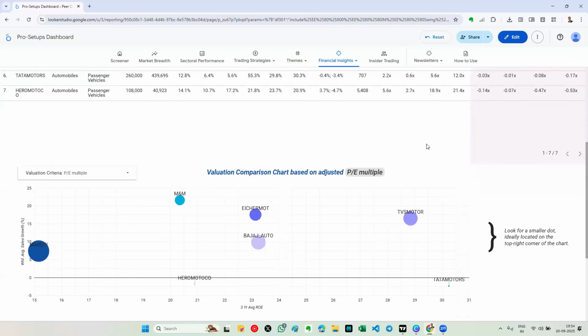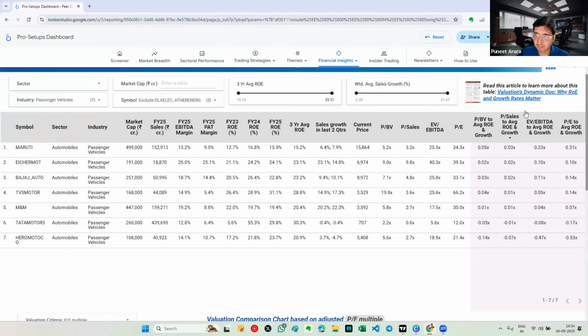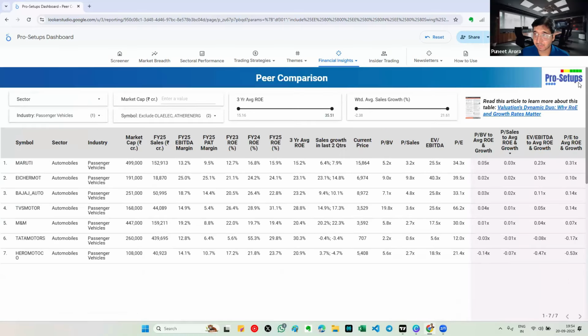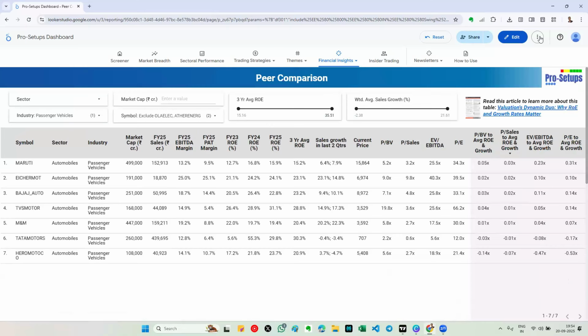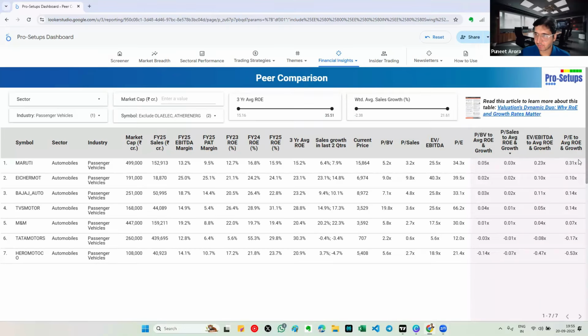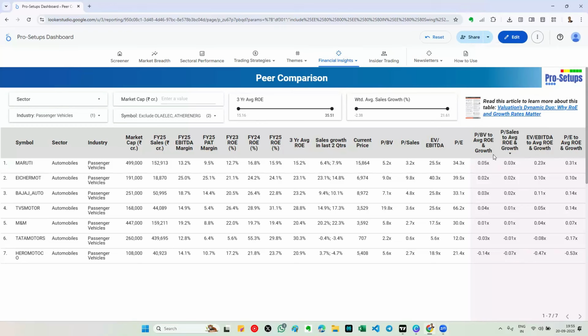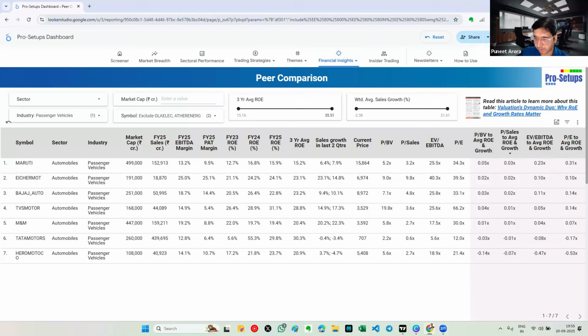Punitji, is there any way we can download this page in PDF? Which one? This one? This page in PDF. If you cannot find it, I will check and then we'll get back to you. Sure, sure. Okay.